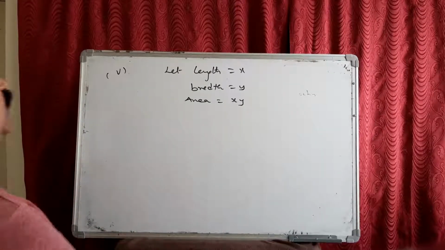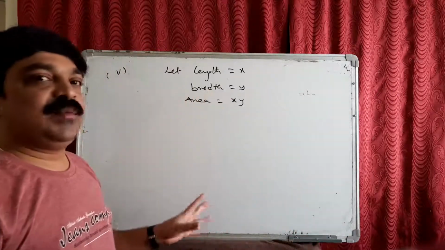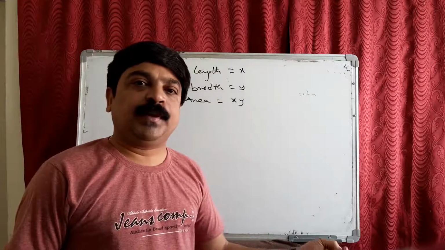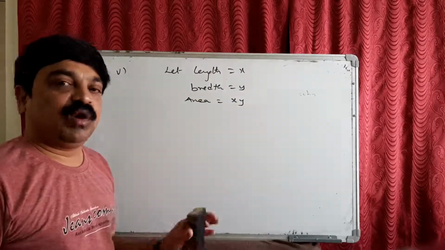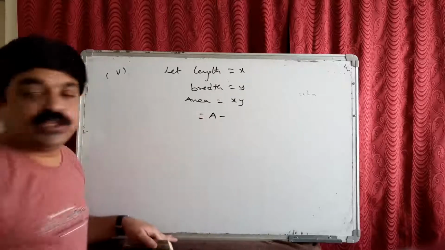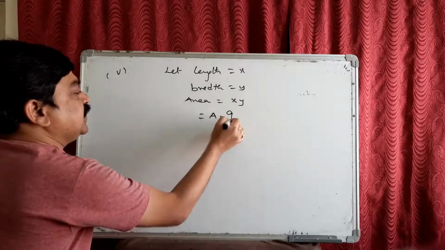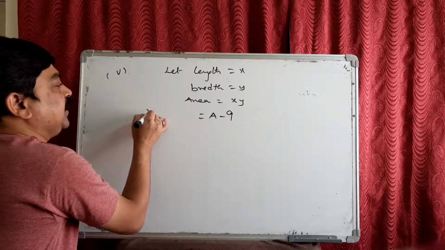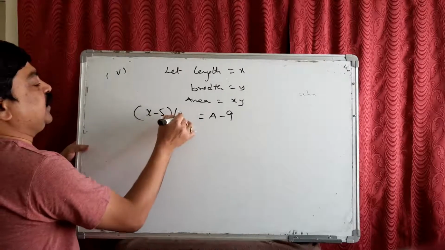See, the last question is about a rectangle. The question asks us to find the dimensions of a rectangle. What are the dimensions of a rectangle? Nothing but length and breadth. Now the length is taken as x, breadth is taken as y, so the area will be xy. What did they say? The area is reduced by 9 square units if the length is reduced by 5 and breadth is increased by 3. That is x minus 5 and y plus 3.